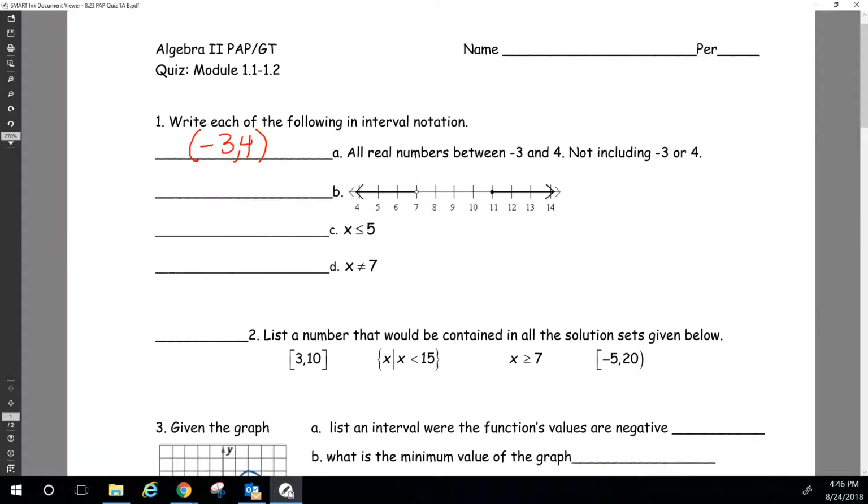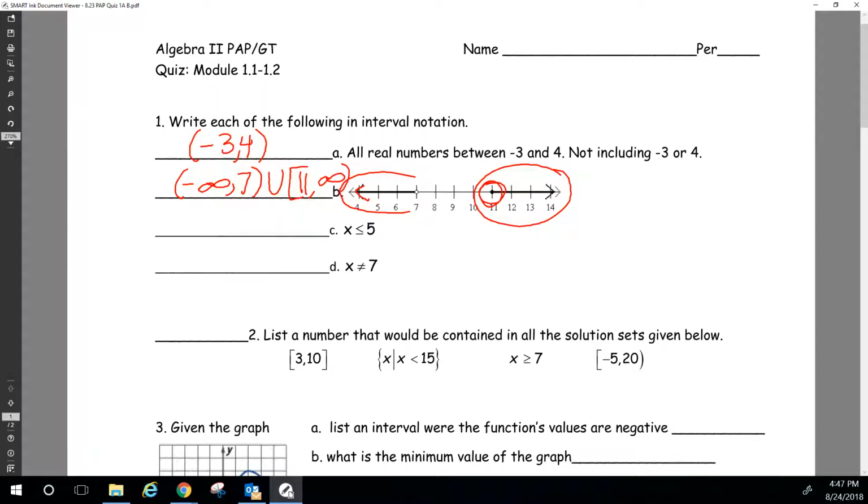So for B, this guy is going on to negative infinity. For this portion here, I've got everything from negative infinity to 7. It's an open circle, so we're not including that. Union with, so the other part of it is from 11 to infinity. And since we have a closed circle here on 11, that 11 is going to have a square bracket.